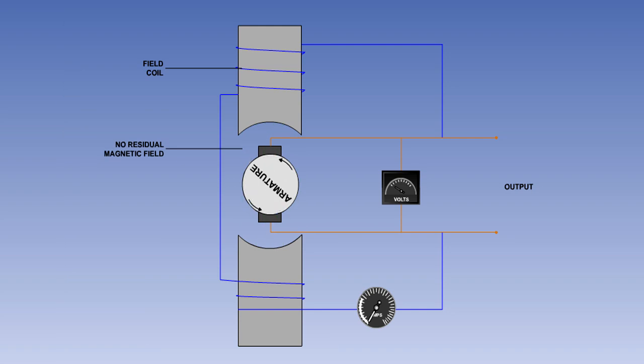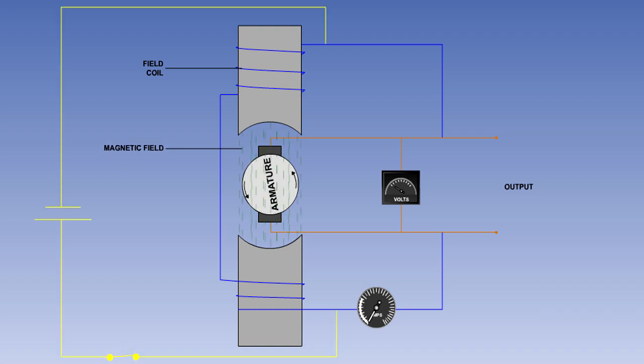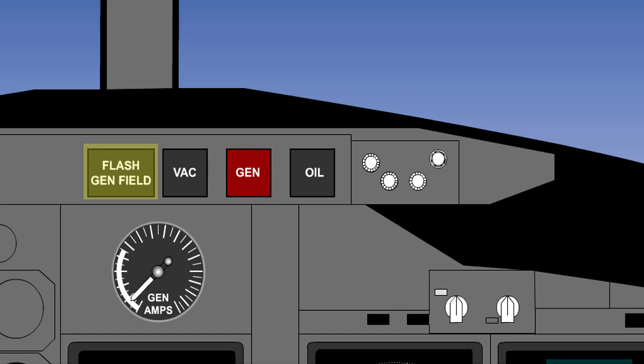Some generators are designed with no residual magnetism. This type of generator requires the field to be flashed to start the generating process each time the generator is run. Aircraft using this type of generator have a button or switch to allow the procedure to be carried out from the cockpit.